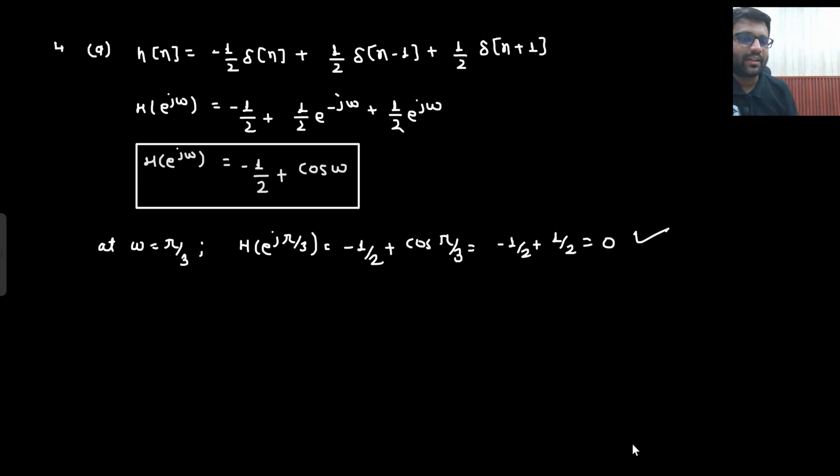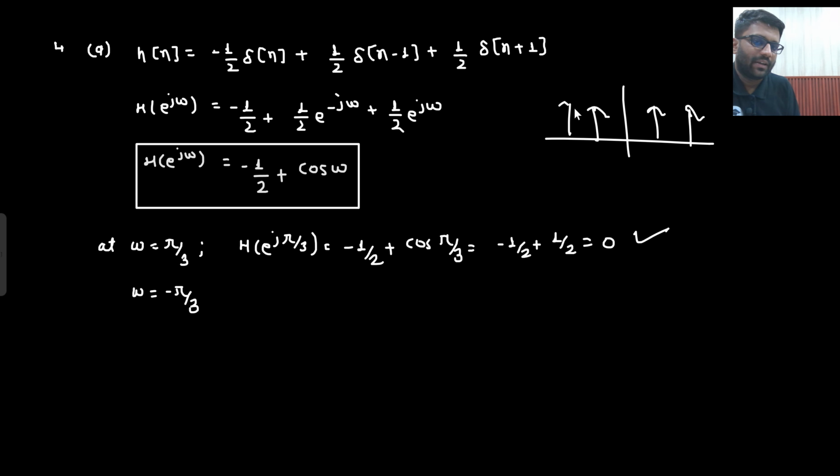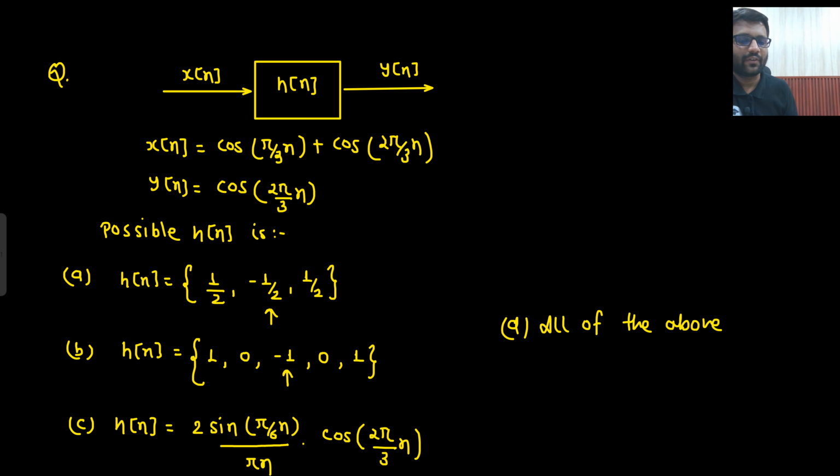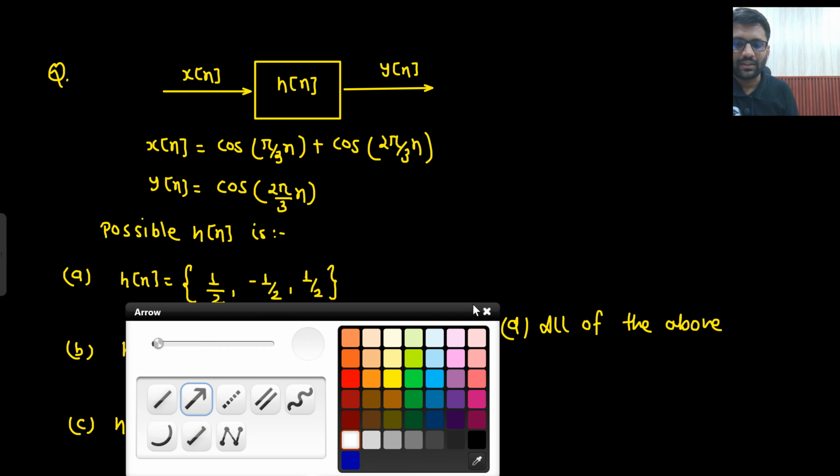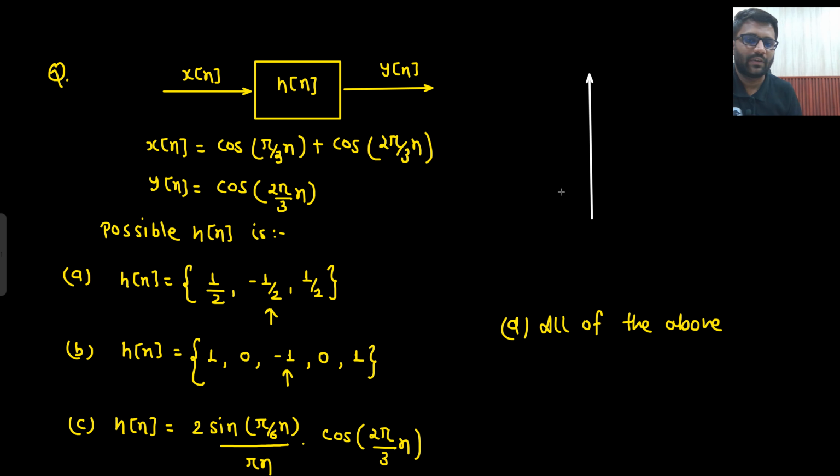But not only at pi by 3, you need to check at omega equals to minus pi by 3 as well. Why is that so? Because the input is having plus pi by 3, minus pi by 3, plus 2 pi by 3 and minus 2 pi by 3. Input is having the impulses at pi by 3, 2 pi by 3, minus pi by 3 and minus 2 pi by 3. So you need to check everywhere. Okay, so what I will do is that I will just make the frequency spectrum of input as well, so that you don't get confused when you revise it.